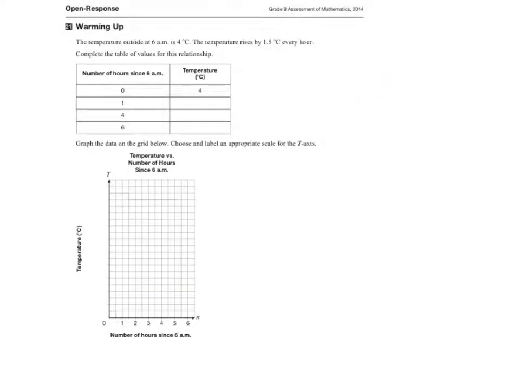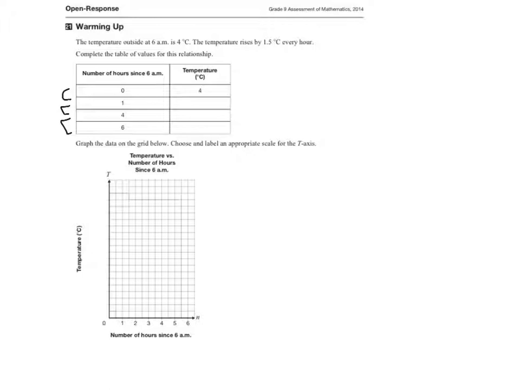This question is telling us the temperature outside at 6 a.m. is 4 degrees Celsius and it rises by 1.5 degrees Celsius every hour. I want you to complete the table. So you need to also pay attention to this part.